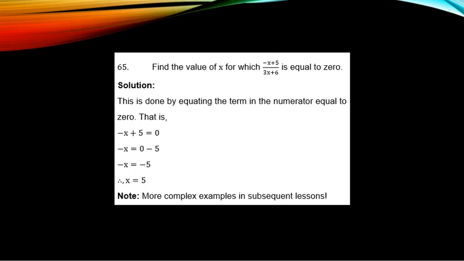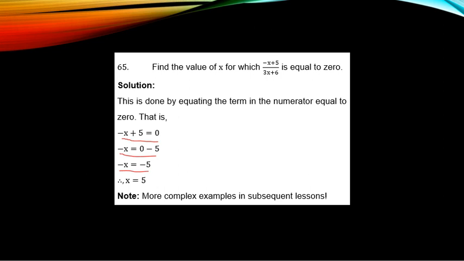Example 65. Find the value of S for which minus S plus 5 over 3S plus 6 is equal to 0. This one is not undefined. If it is equal to 0, you equate the numerator to 0. So you have minus S plus 5 equal to 0. If you collect like terms, you have minus S equal to 0 minus 5, and minus S is equal to minus 5. If you multiply through by minus 1, you have S equal to 5.